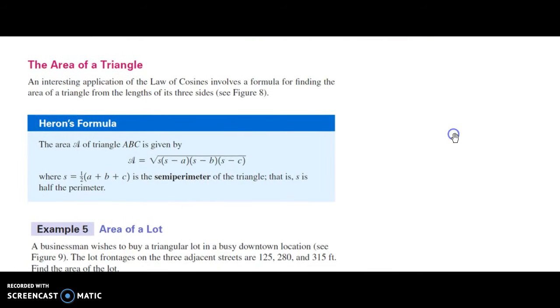Okay, area of a triangle. Yesterday we worked on an equation: area equals 1/2 AB sine theta. You can still use that. This is a different way. It looks long, but sometimes it can be easier. So we're going to practice one this way.